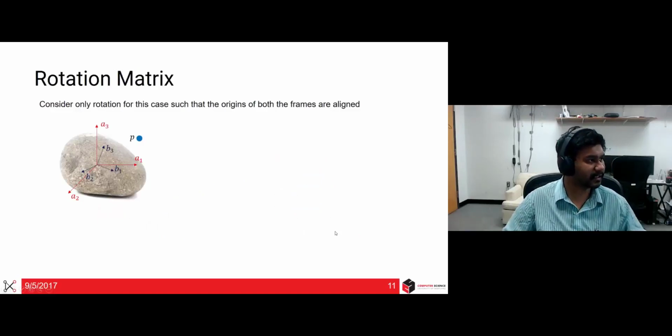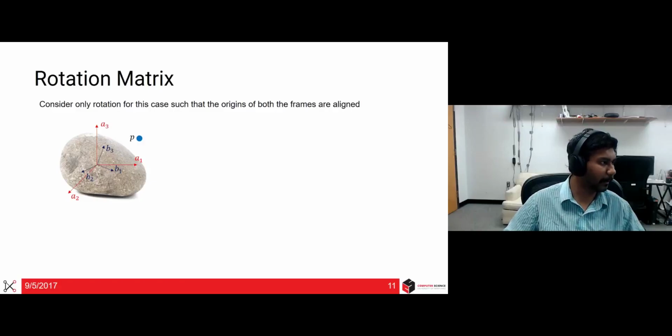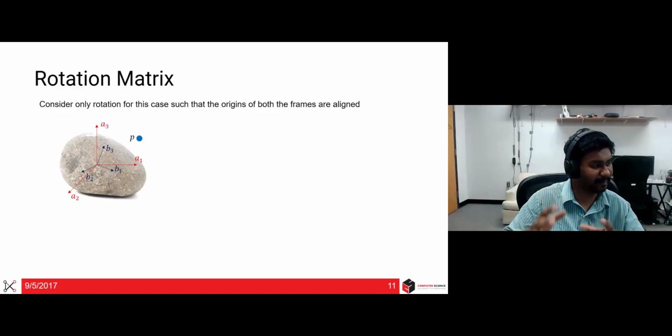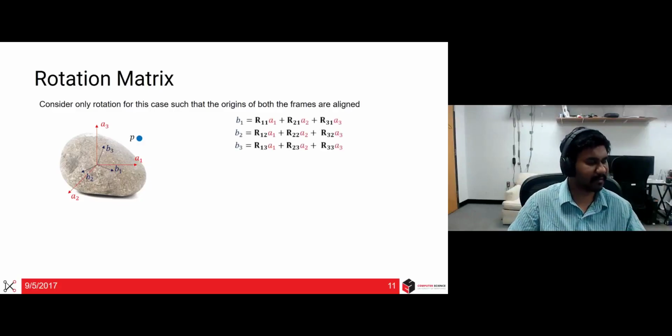Here is the assumption I originally made in the last slide. I assumed that the origins of both frames A and B are aligned, which is the one shown in the figure here. Consider any point P, and you want to transform the point P represented in the frame B to frame A, or vice versa. That's the end goal we're trying to solve.